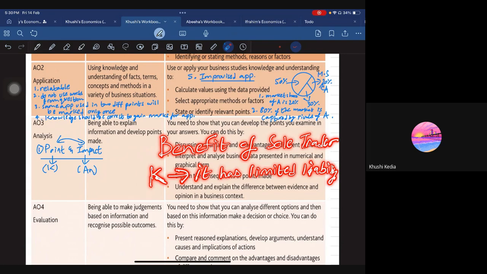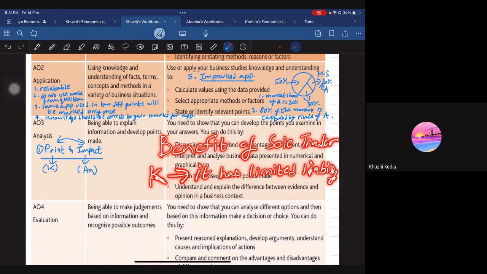Yes, it has. It has unlimited. But I want to give you an example here in which the knowledge is wrong. So you thought that I thought this is limited. It is unlimited liability, but I'm giving you an example where the application is not going to be considered.